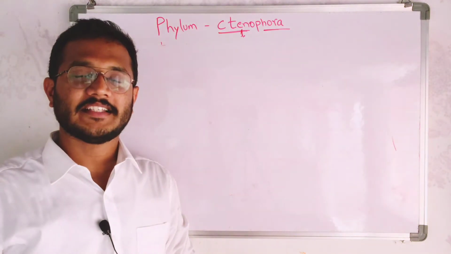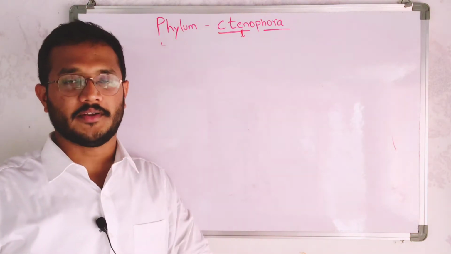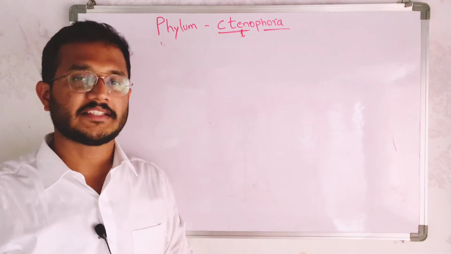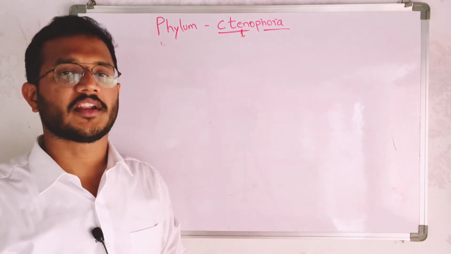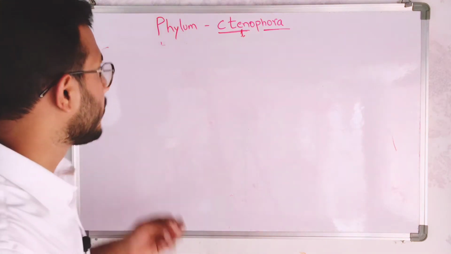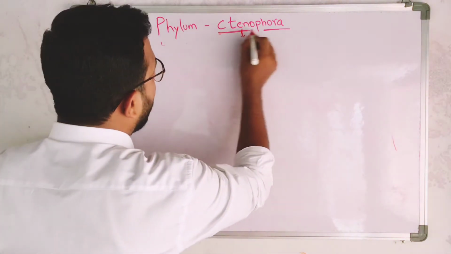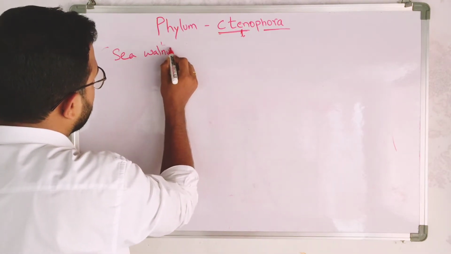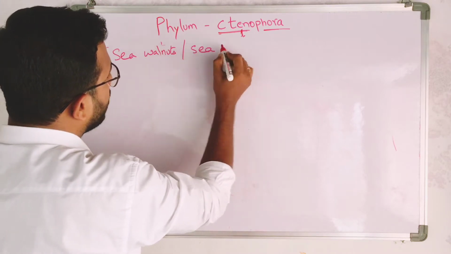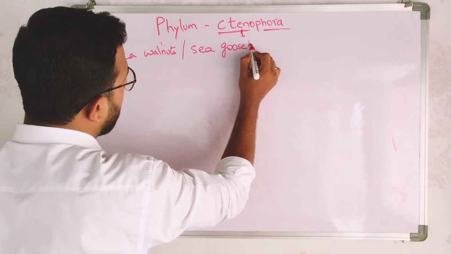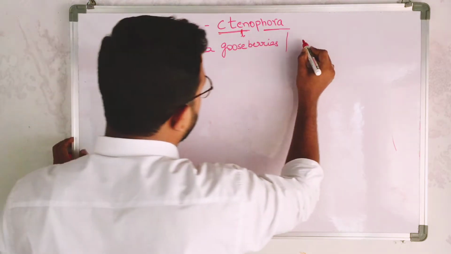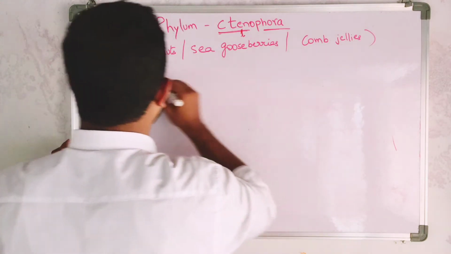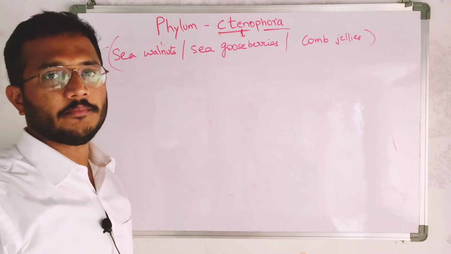Welcome back. In this video, we will discuss the phylum Ctenophora. As we discussed the previous phyla, like general characters, special characters, classification, examples, in the same manner, we will discuss this phylum also. So before going into the chapter, these ctenophoran animals are also called sea walnuts or sea gooseberries or comb jellies. These are the common names of the animals belonging to the phylum Ctenophora.